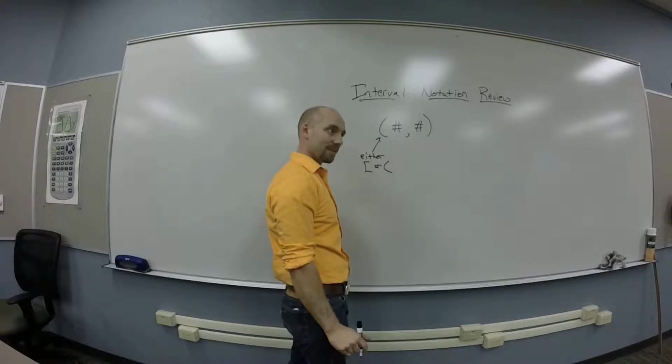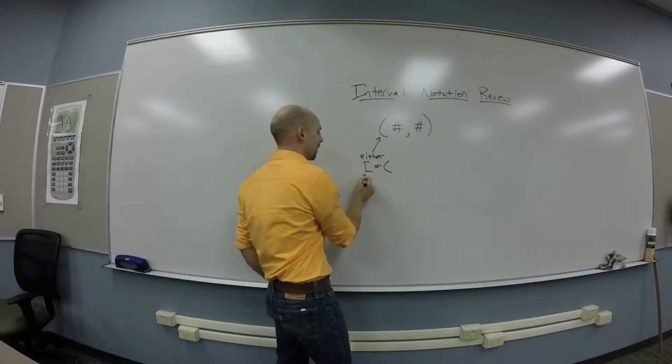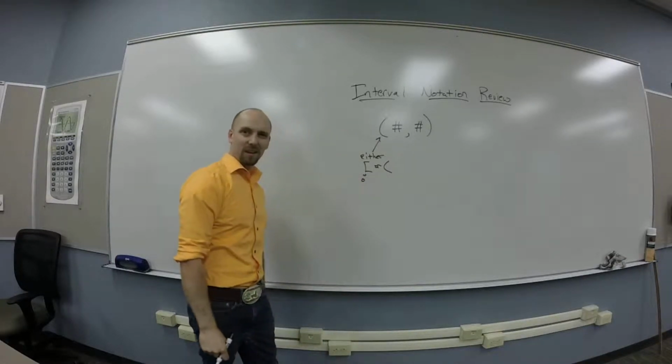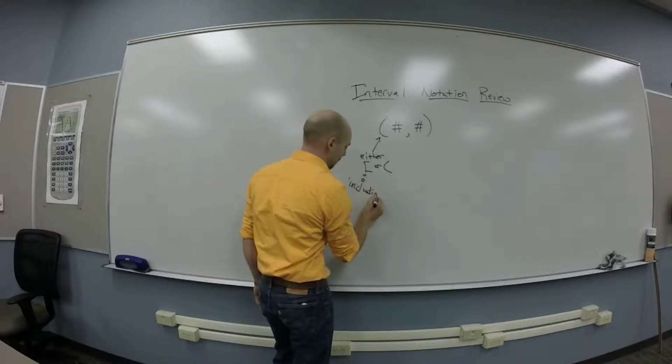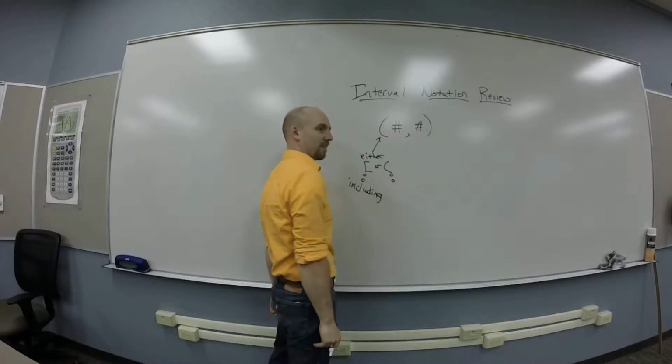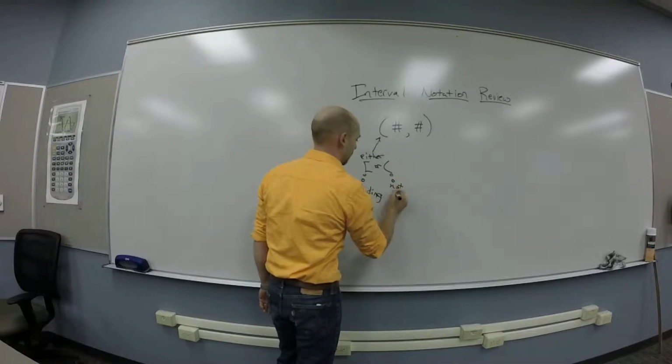And what do they mean? The square one is the include, it means included. So that means including. And this one means not including.